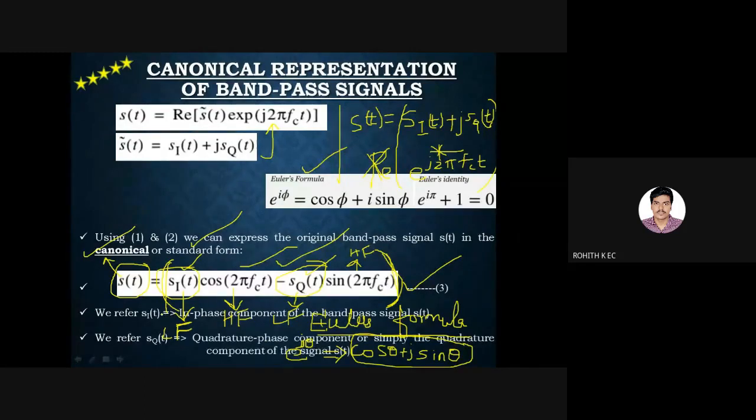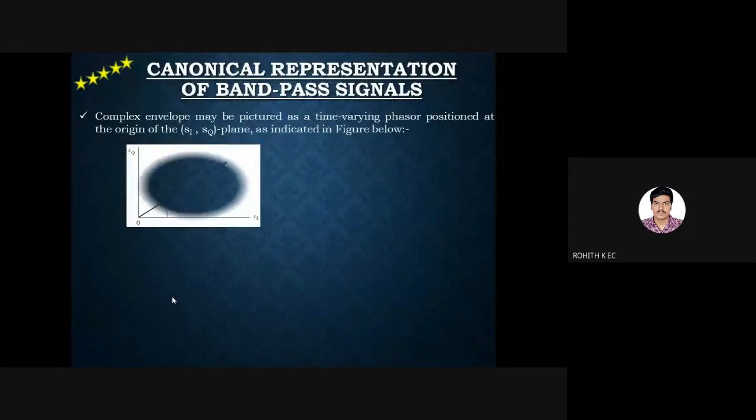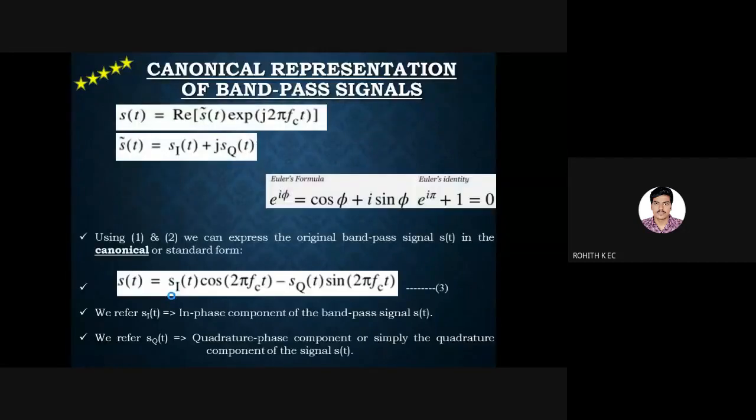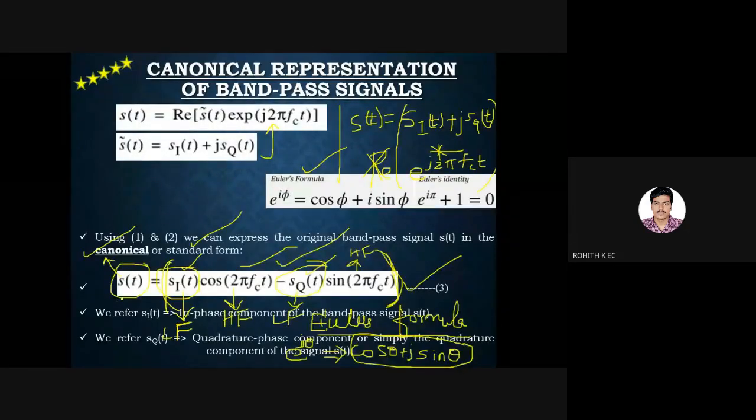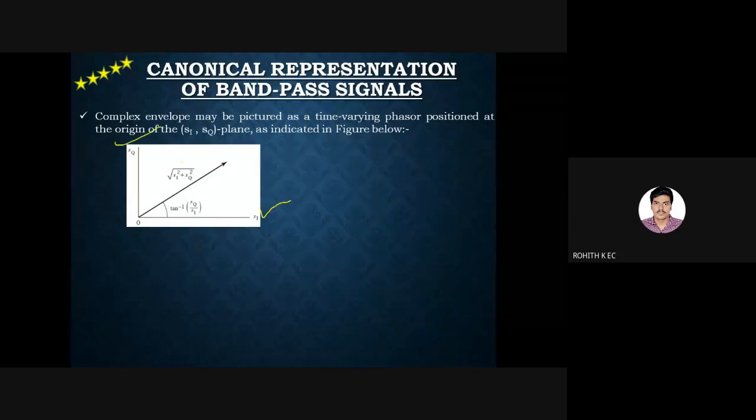Any doubt in the three equations? Anyone has any doubt? Right. Now what I'll do is I'll try to represent the same in the form of a phasor equation. So this is the in-phase component, this is the quadrature component, right? And this is the formula for computing the magnitude part, and this is the formula for computing the phase part.